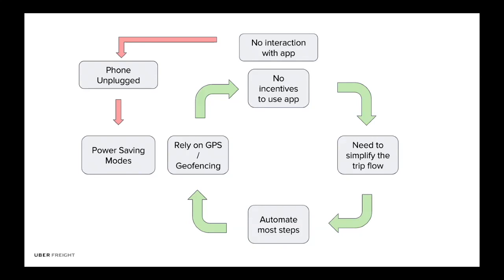they will unplug their phone, which means that on modern OSs, some power-saving modes will start to kick in, which makes it harder for the application to collect location in the background and upload this location to the Uber servers. So it means every time we are making the application simpler, every time we are trying to rely more on the GPS, we are also making it harder at the same time to rely on the same GPS system.